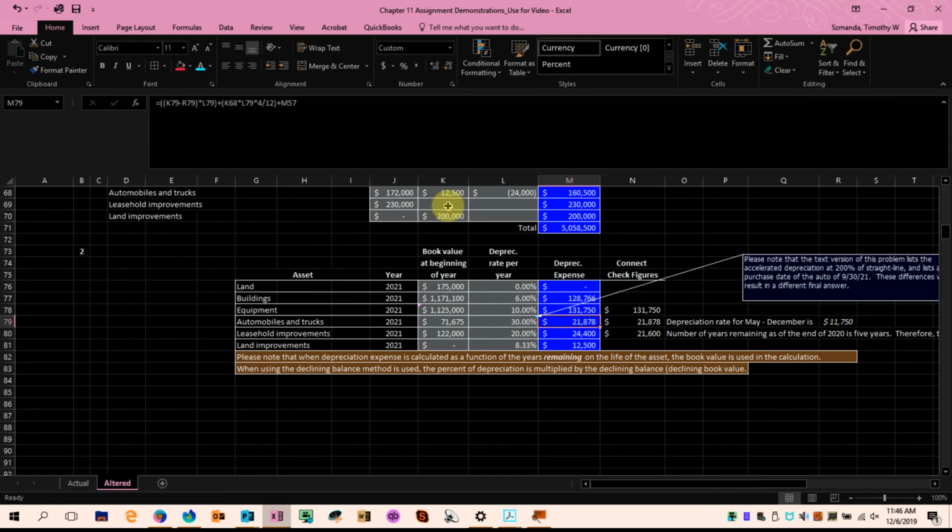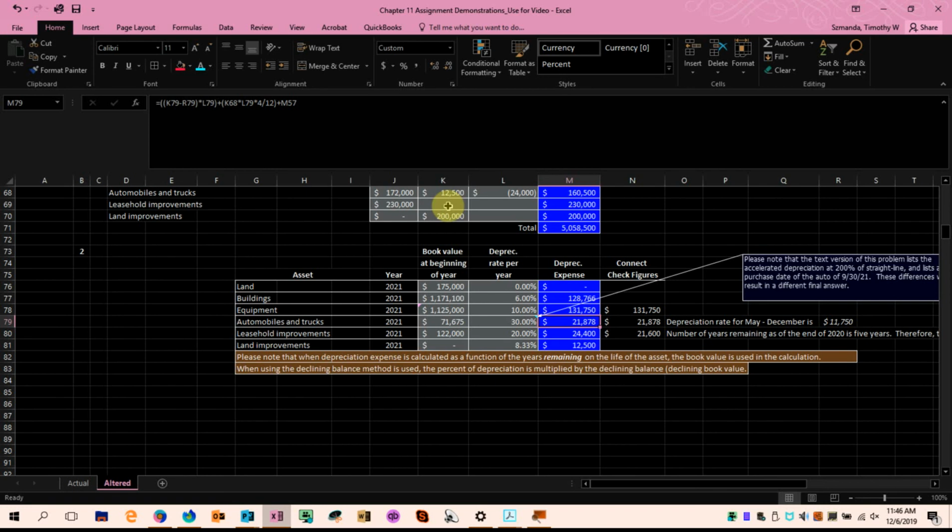Okay, so again, just to recap, we're almost done with this, and we have one more element of depreciation to include. There are 3 of them. Again, 30% of 71,675 plus 30% of 12,500, the new car, times 4/12, because we bought it end of August.